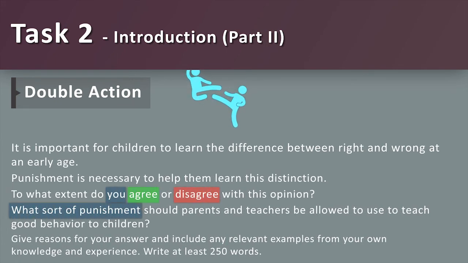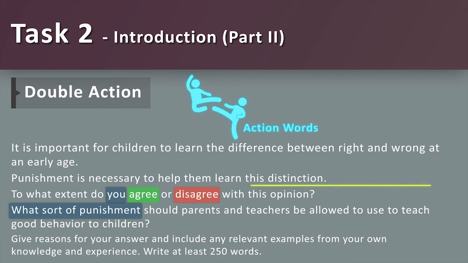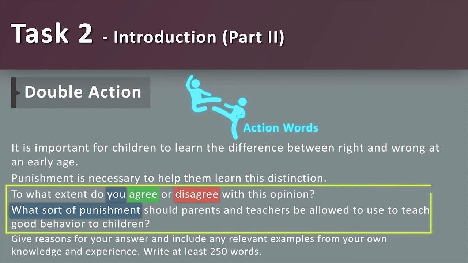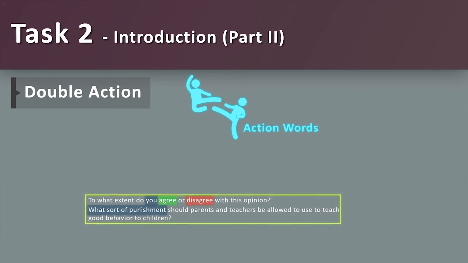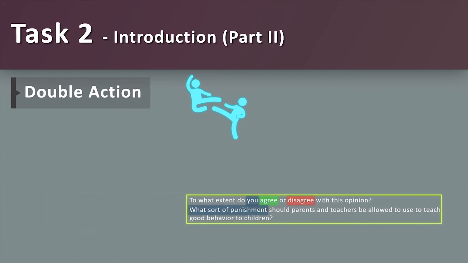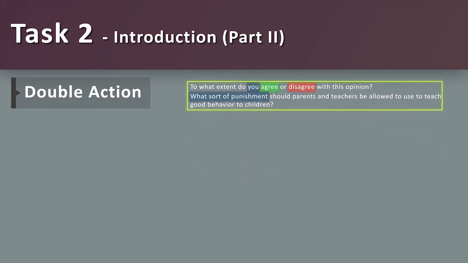What makes this example kind of tricky is that it requires us to do two things: state an opinion and also discuss how children should be punished. So it's like argument and discussion rolled into one.